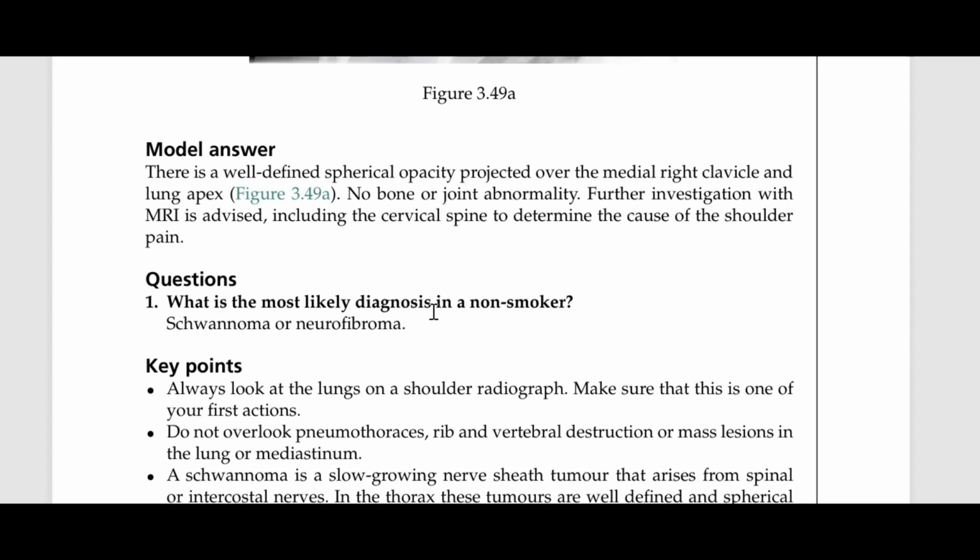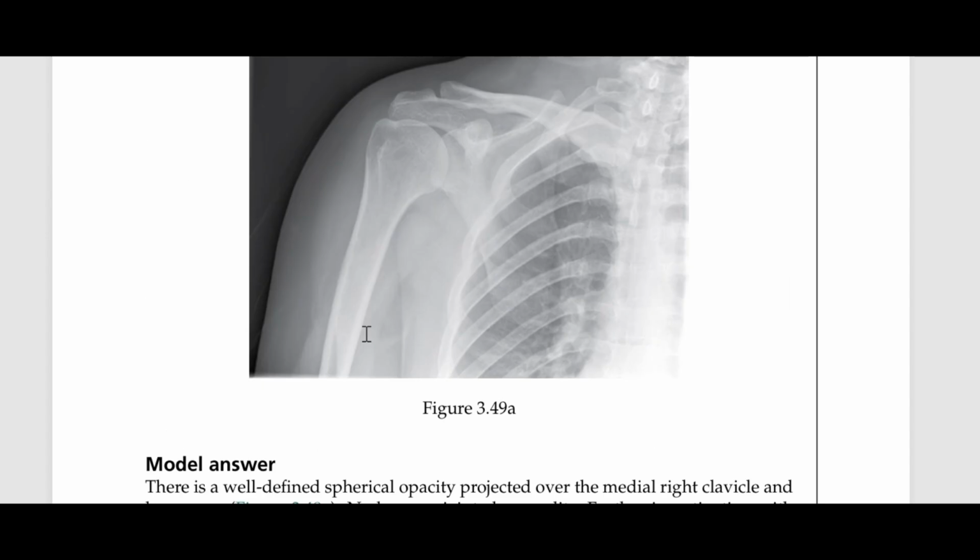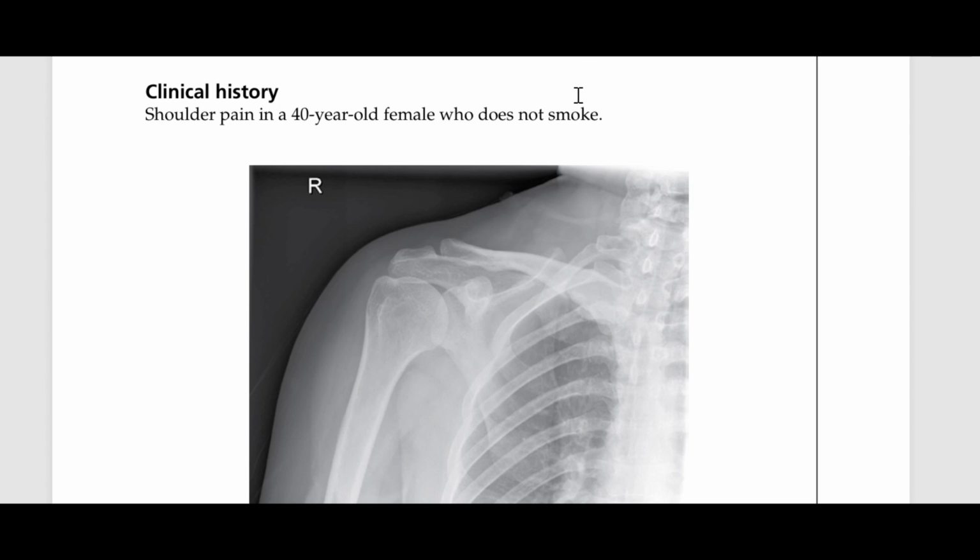What is the most likely diagnosis in a non-smoker? Schwannoma or neurofibroma. What about the most likely diagnosis of this lung mass if the patient is a smoker? Pancoast tumor. Okay, so how to distinguish between Pancoast tumor and schwannoma or neurofibroma? By MRI scan.